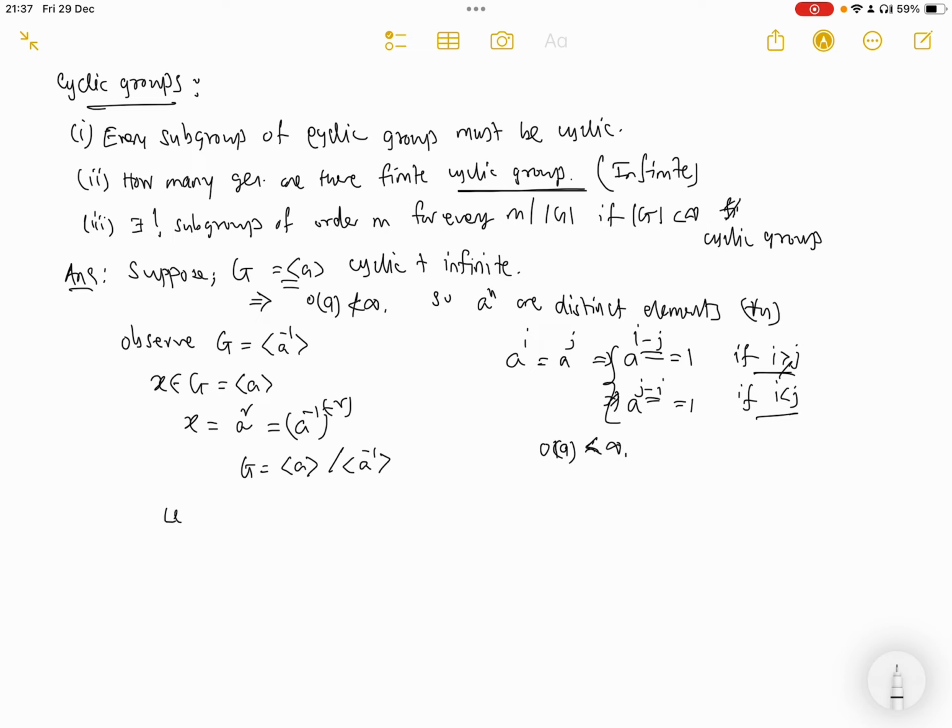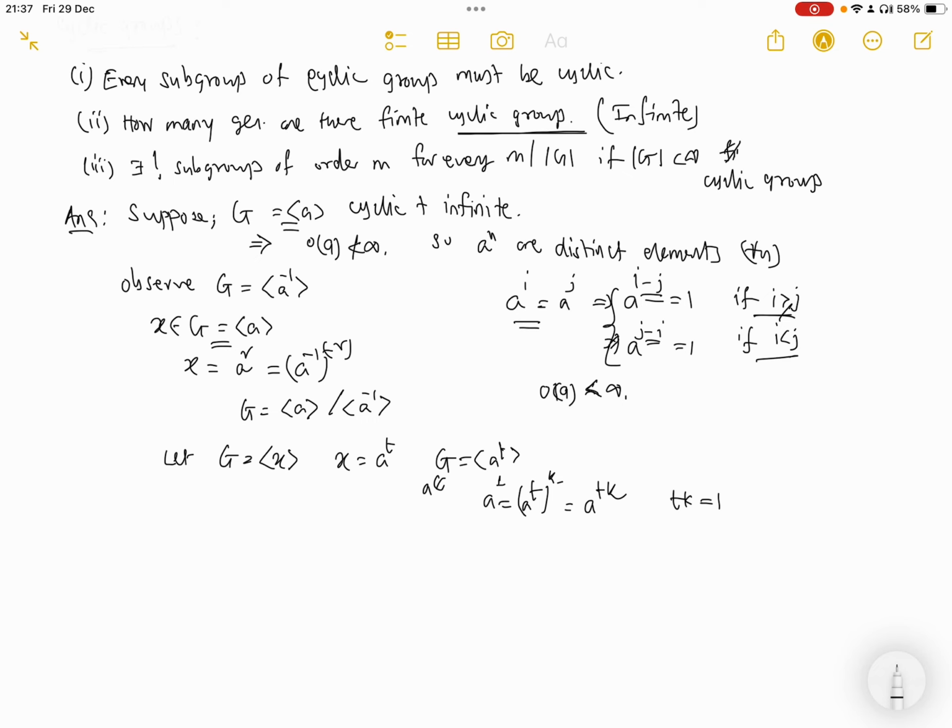It is fairly easy to see, because let G be generated by some other element x. Now x must be some power of a, because G is already generated by a, we know. And in case G is generated by a to the t, and now a belongs to G, so a must be some power of a to the t. Let's call that power k, which means this. So we get a is a to the tk. This is a to the 1, and by this observation it has to be the case that tk is 1. Otherwise, if tk is bigger than 1, we get a to some finite power is 1, which means that the order of a is finite, right?